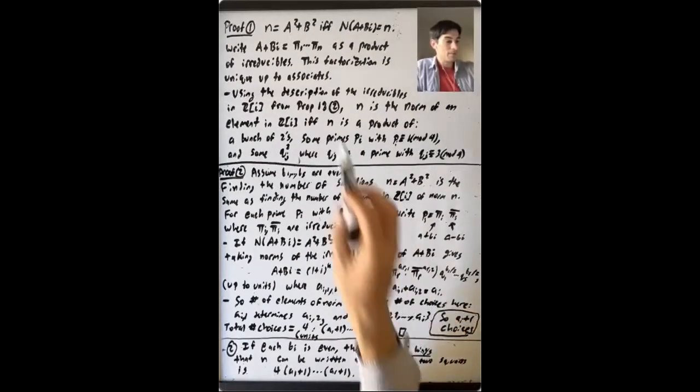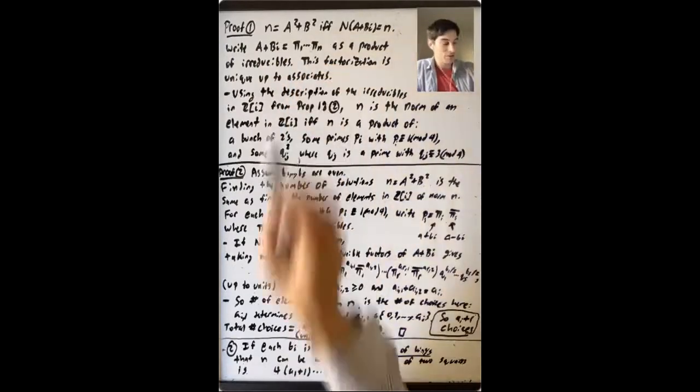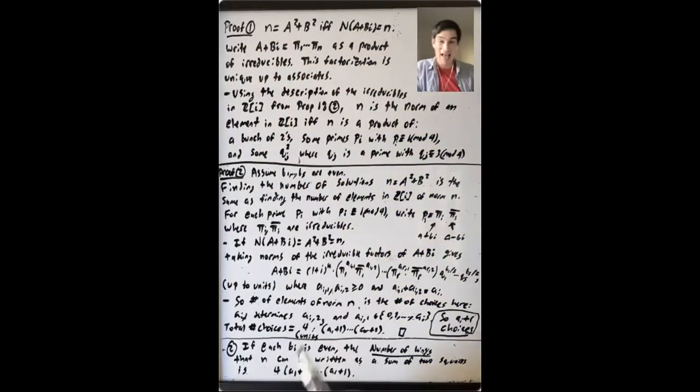So what does that mean? If we know that the product of the norms of the irreducibles over here really is n, then what do we get when we factor a plus bi into a product of irreducibles? Well, I'm going to forget about units for now. If n has a factor of 2 to the k, we need to have exactly k irreducibles of norm 2.